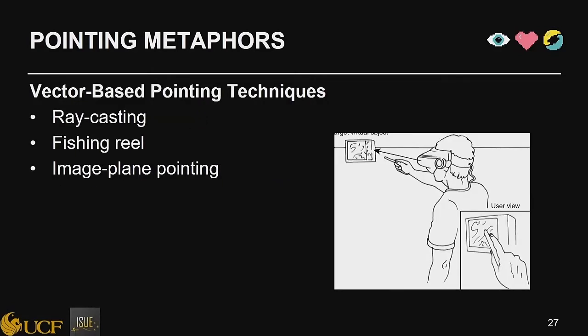Now, when we think about pointing, we typically think about vector-based pointing techniques, and that is as simple as it sounds. You have a vector emanating from your tracking position, let's say your hand, and you use that to do your selection. There's a couple of different ways to do this: there's ray casting, there's a technique called fishing reel, and then there's image plane pointing. So let's talk about those.